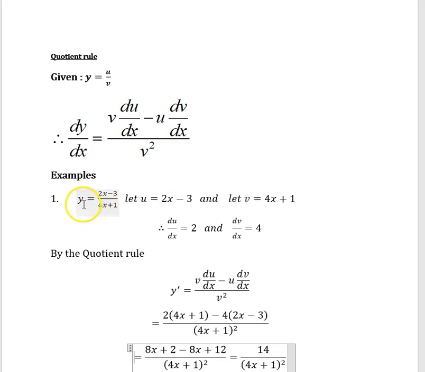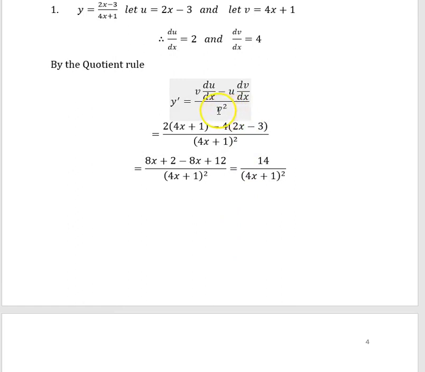Example 1. Given y equals 2x minus 3 over 4x plus 1, what is advisable is that you represent the numerator as u and the denominator as v, so as to apply the rule there. And so you go ahead to differentiate each of them. Let's differentiate our u with respect to x. Differentiating u with respect to x will give us 2, as this becomes 1, and that becomes 0. Differentiating v with respect to x becomes 4, as this becomes 1 times that, and this becomes 0. So you have our differentials for the two expressions. Now we apply the rule.